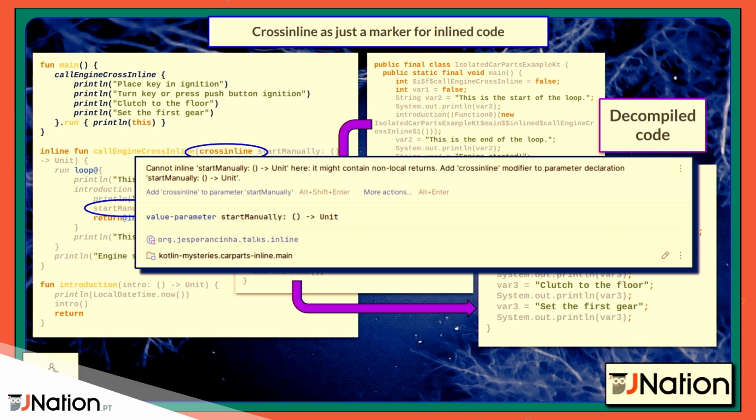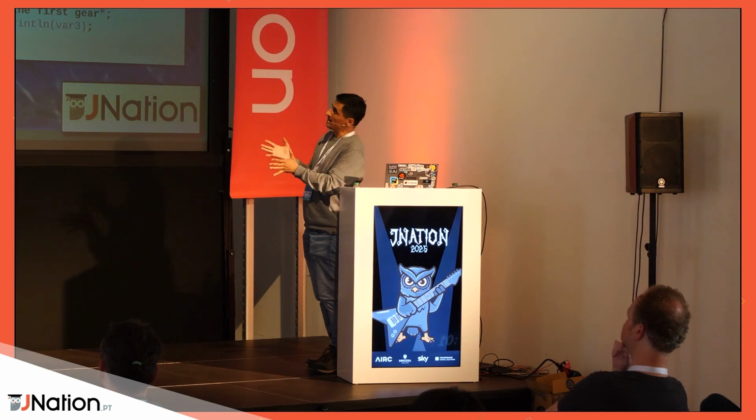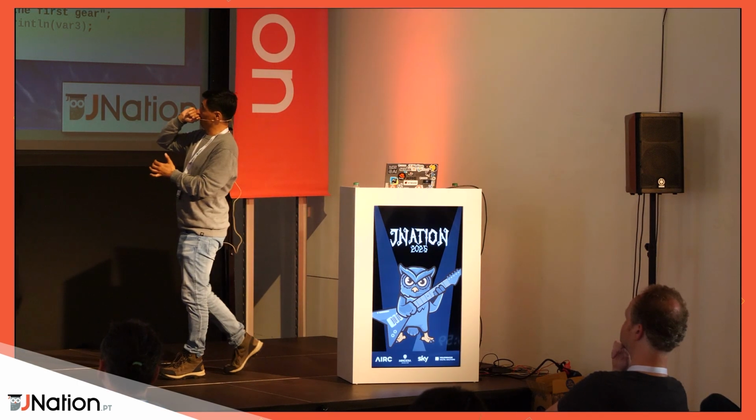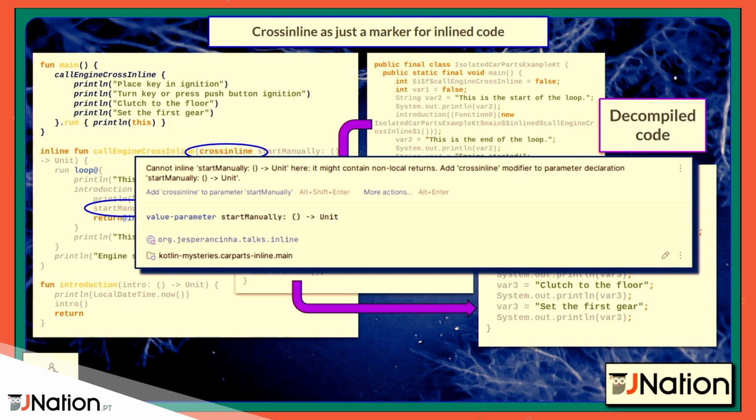So if we don't put crossinline there, this is what we get from IntelliJ: "Cannot inline start manually. It might contain non-local returns." And that is the focus of crossinline here, because the idea is that we don't make accidental unsafe returns, non-local returns in this case. And what does that mean?